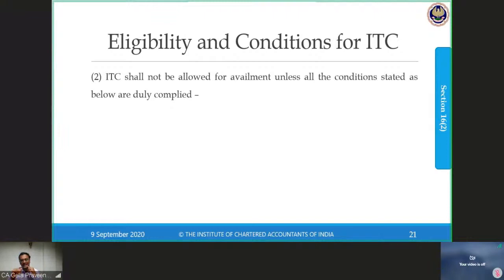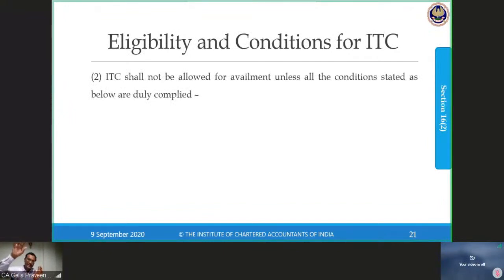Now, look at this section 16.2. Like I was talking about the example of my activity of climbing. If I want to get into that climbing activity, there was a restriction of age. There was a restriction on the basis of health conditions. In the same way, 16.1 said, look, you can use this. 16.2 says, look, ITC shall not be allowed unless the below conditions are satisfied.